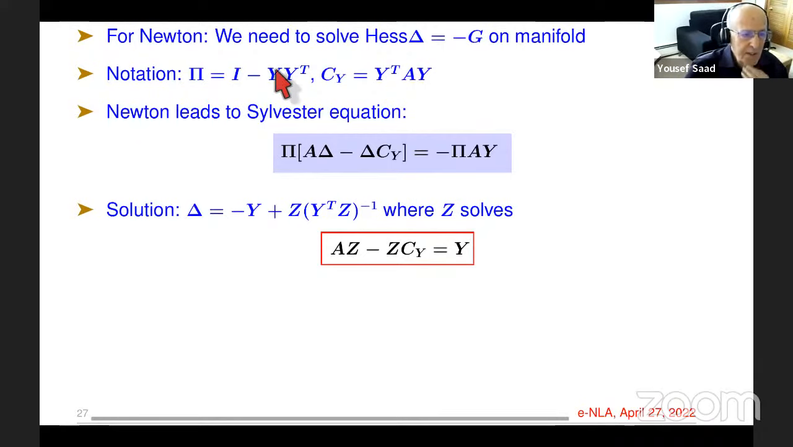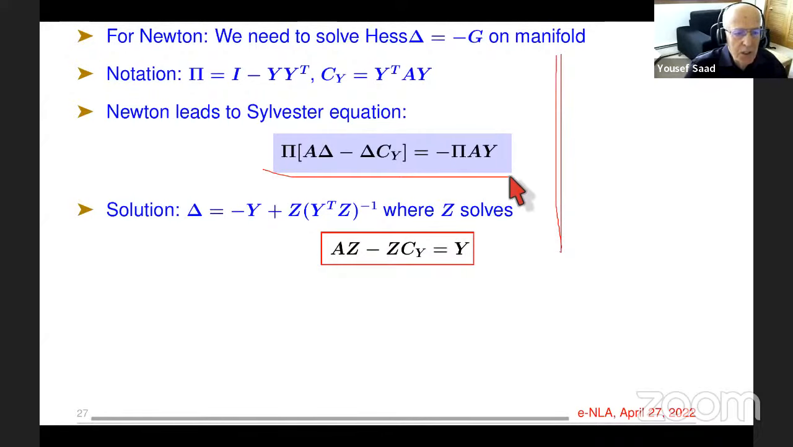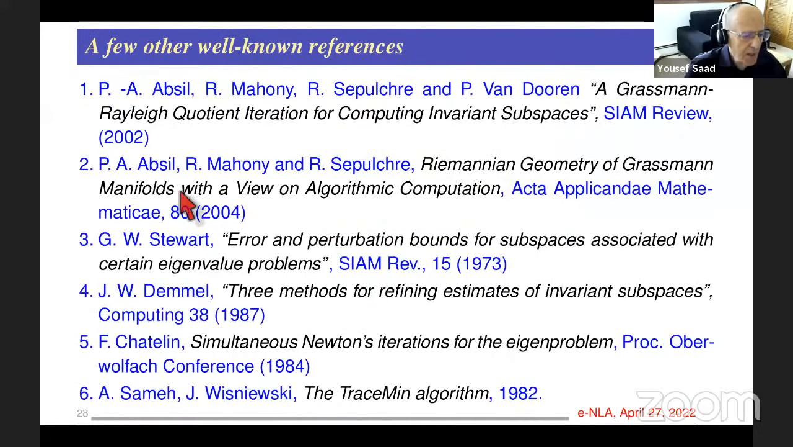So in that paper, they showed how to solve this problem. And these are just some of the details. You can solve this sort of Sylvester equation and actually expand it a little bit more. The Pi is just this projection here, which I'll also be using. C is this, which I'll also be using. And in the end, you need to solve a Sylvester equation of this type. Okay, so these are some references.